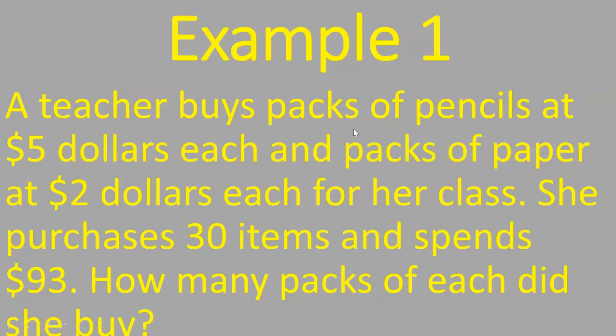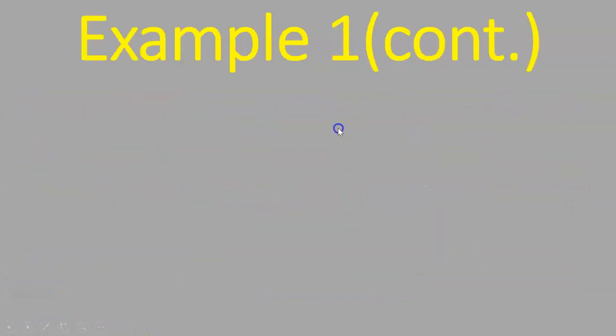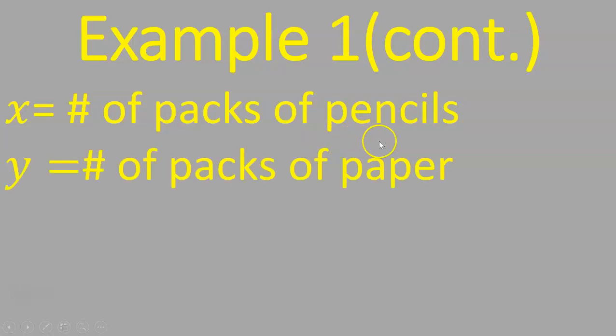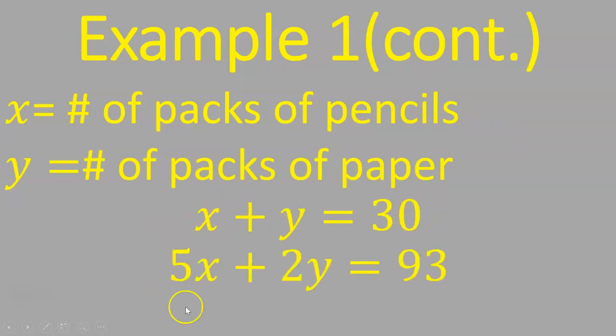So pencils and paper. Let's call the packs of pencils X, packs of paper Y. So remember, she bought 30 total items. So X plus Y is 30, and it was $5 for the packs of pencils. So you spend $5 on your X packs of pencils. It's $2 for your paper, so there's 2Y. And together you spend $93. So here's a nice system. Now we're going to solve that system.